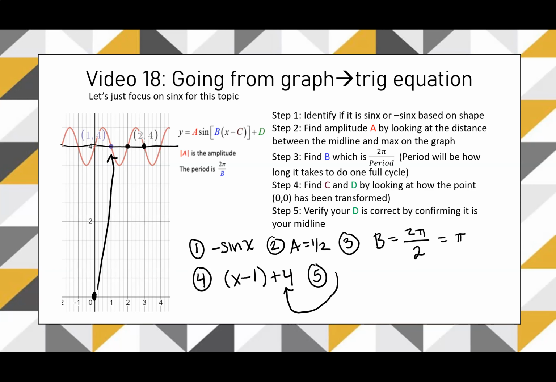Yes, it is. And now we just get to write it as y equals a -1/2, right? We've got our negative and our 1/2. And then we have to write our sine. And I've got a pi times x -1, and then I close the parentheses, then +4.